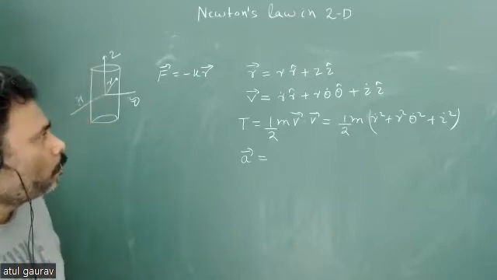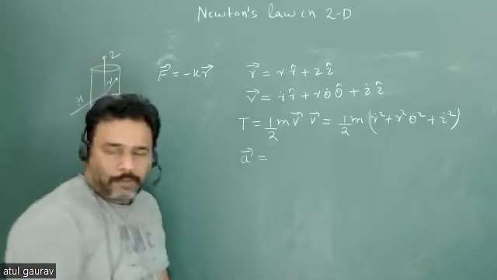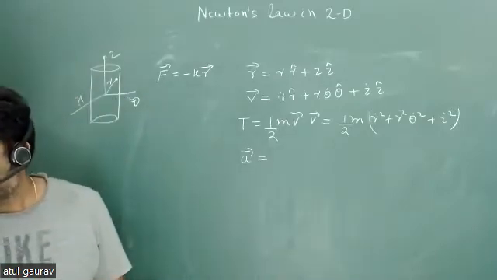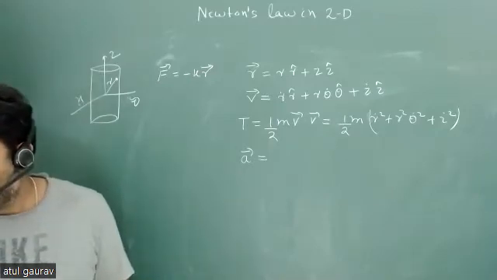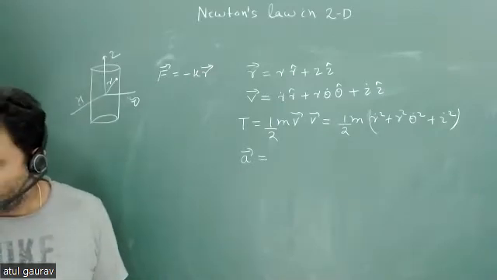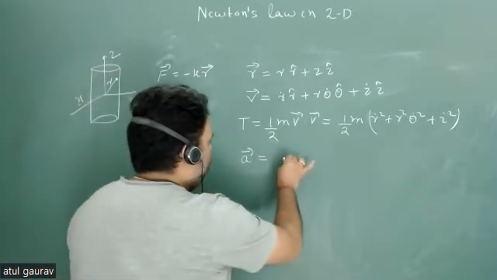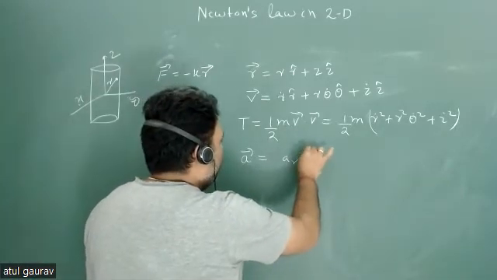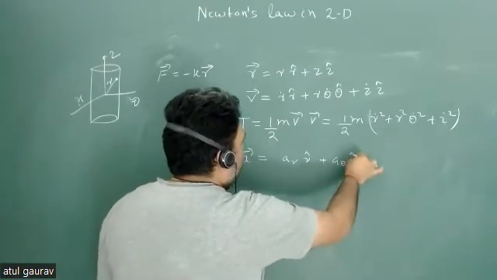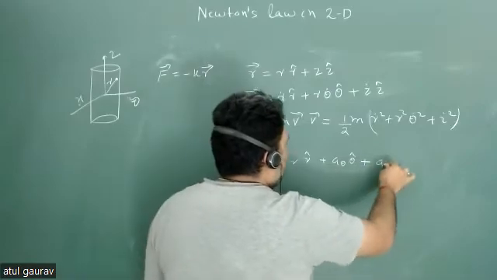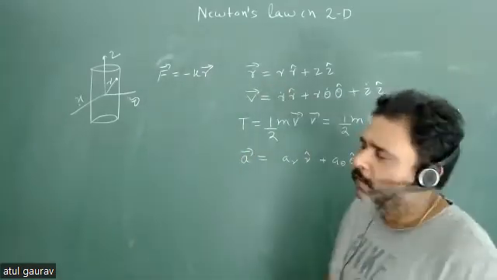Can any JAM student tell me what is acceleration? R double dot minus R theta dot square. So you have A_R R cap plus A theta theta cap plus A_Z Z cap. Yes or no?